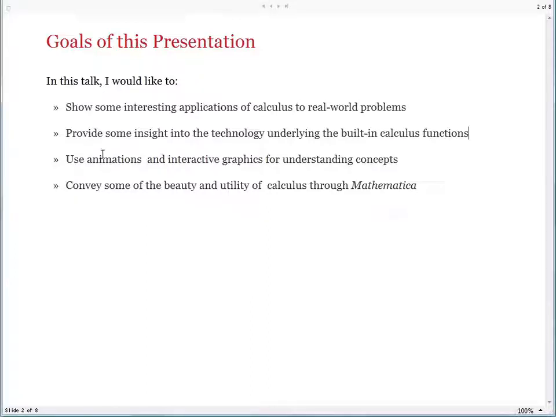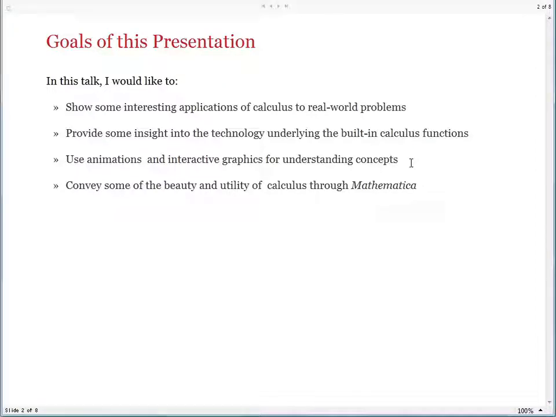Now, the key features of Mathematica graphics are animations and dynamic interactivity, and so I would like to use these animations and interactive graphics for understanding concepts in calculus today. Hopefully, this will make the talk even more lively and enjoyable for you.